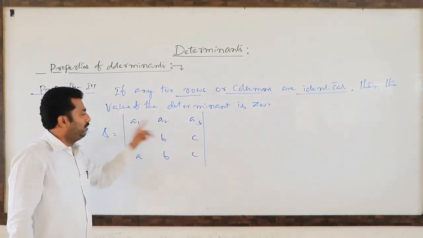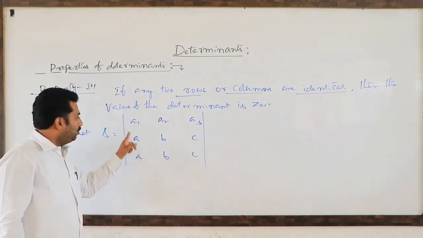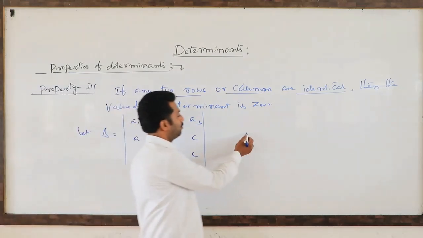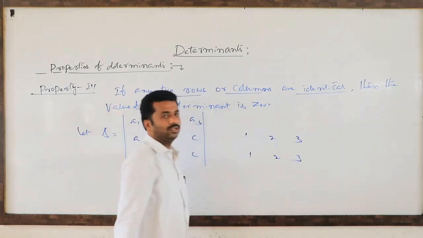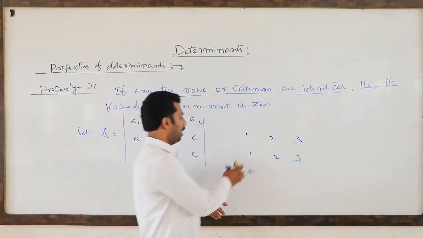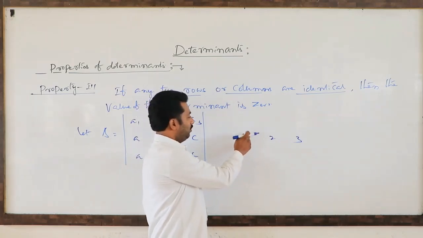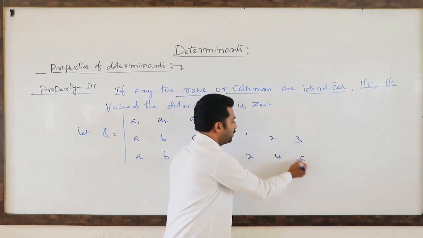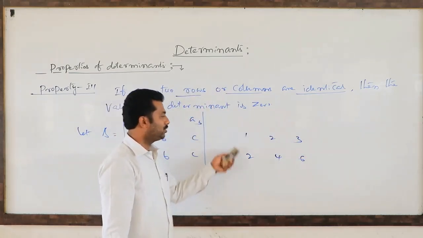Here A1, A2 and A, B are not identical, meaning not the same. Identical means, suppose, 1, 2, 3 and 1, 2, 3. These are identical. Or suppose they are multiples: 1 and its multiple 2, 2 and its multiple 4, and 3 and its multiple 6. They are multiples of each other.